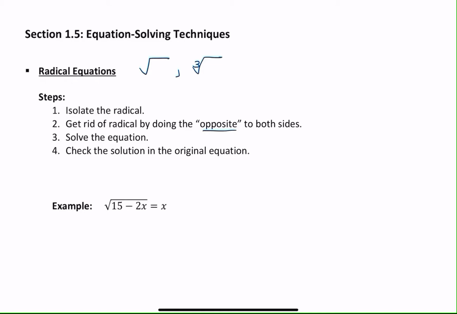The steps that you're always going to follow is first, isolate the radical. Second, get rid of the radical by doing the opposite of both sides. And I'll show you what I mean by that when we work out some examples. Third is solve the equation. And fourth is check the solution in the original equation. That's very important because a lot of times you'll get more than one answer, but when you plug them back into the original, only one of them is actually true.